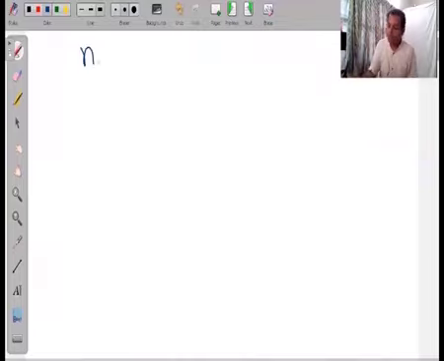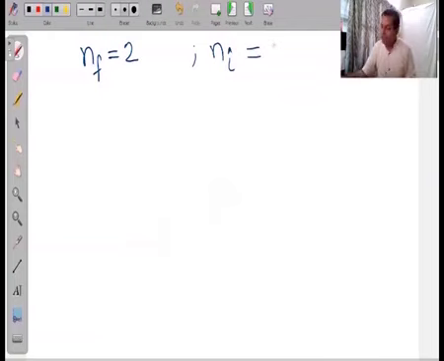For Balmer series, we noted nF is equal to 2, and the n initial, that is the initial energy level, can be 3, 4, 5, etc. We are given the first line has a certain wavelength, and we are required to find the wavelength of the second line, which has larger frequency.